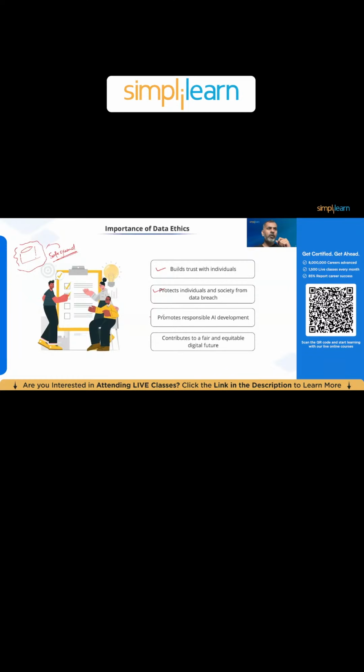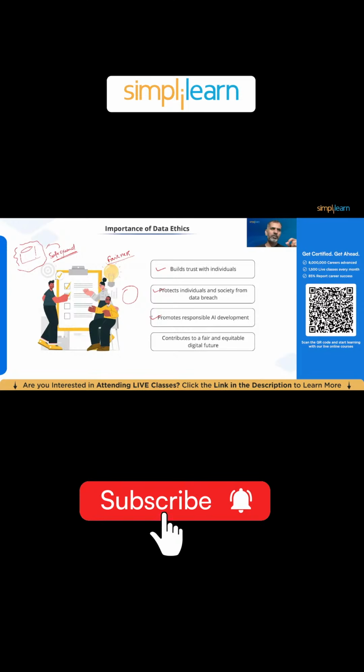Third, it promotes responsible AI development. That means whatever AI models are being trained on the data, if you are collecting that data with full fairness and transparency, it promotes responsible AI development. The model will not come with any kind of bias. The model will not do any kind of discrimination against a particular type of individuals. So that also helps you to do responsible AI development.